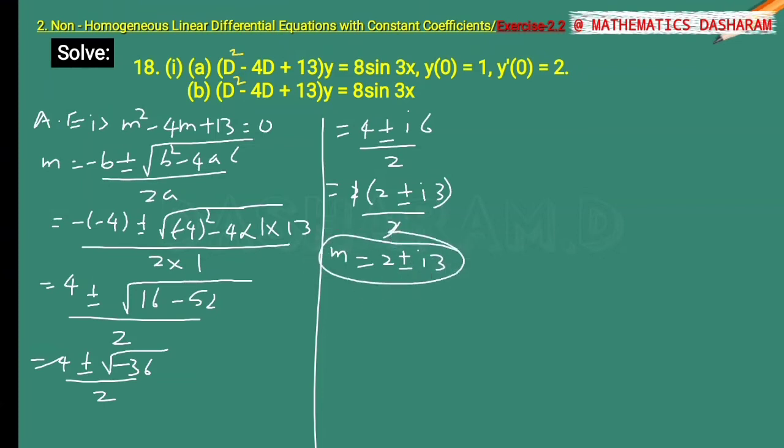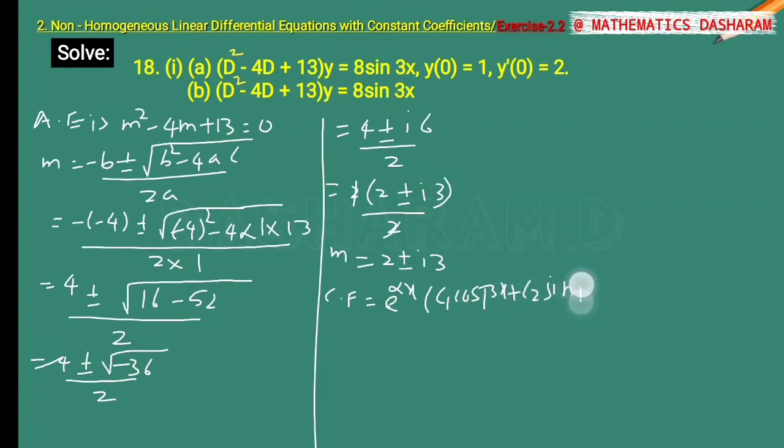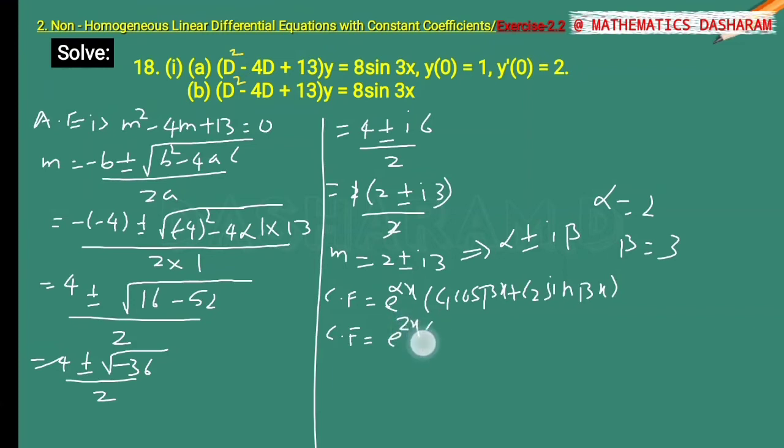So now the roots are complex numbers, then the complementary function is e to the power of alpha x into c1 into cos beta x plus c2 into sin beta x. So compare with alpha plus or minus i beta, alpha value 2, beta value 3. So then the complementary function is e to the power of 2x into c1 into cos 3x plus c2 into sin 3x.